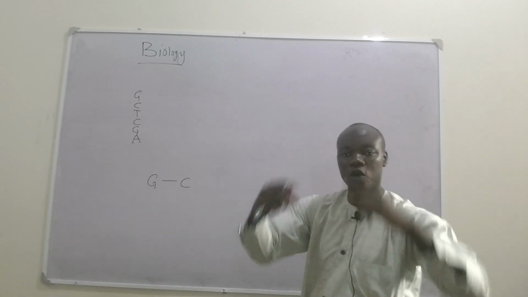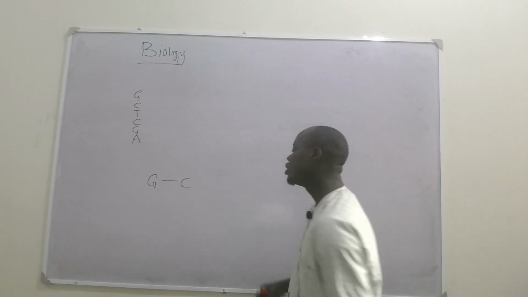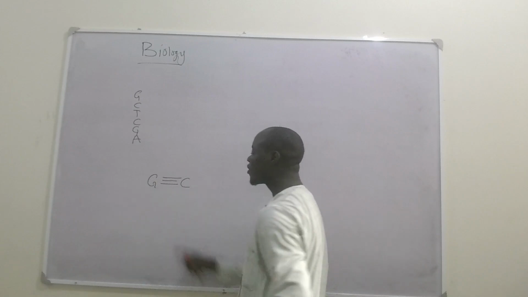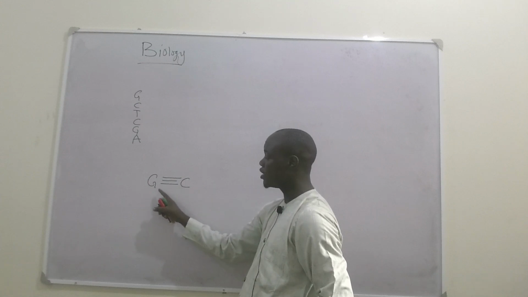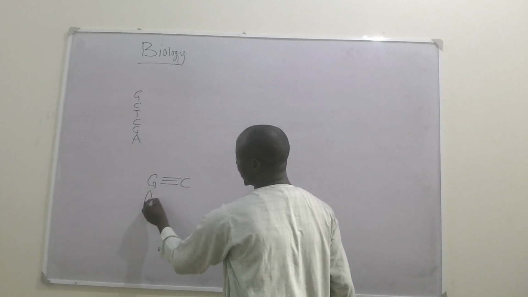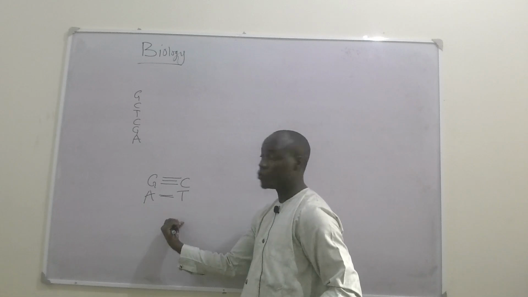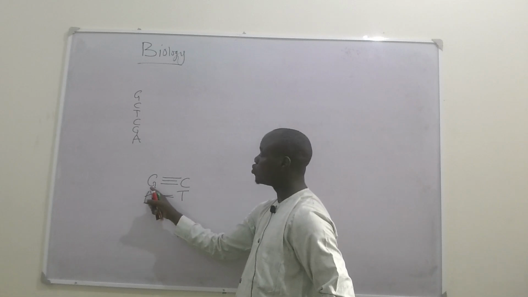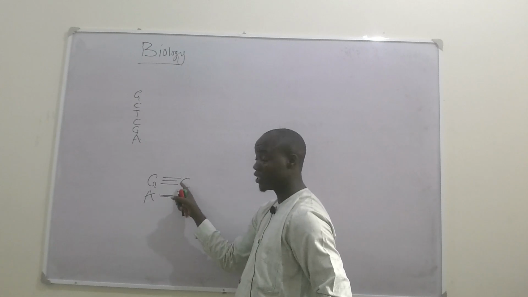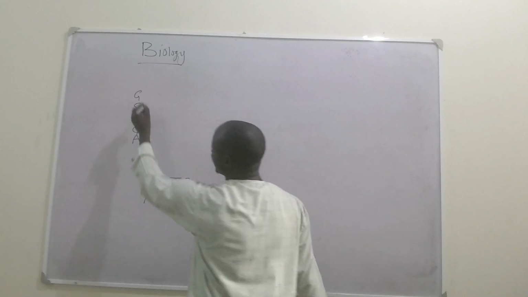But how do they pair? How do they bind? They bind by hydrogen bonds. Therefore, guanine and cytosine pair with 3 hydrogen bonds. And adenine pairs with thymine with 2 hydrogen bonds. So the pairing between guanine and cytosine is a triple bond, sorry, 3 hydrogen bonds, and adenine and thymine is 2 hydrogen bonds. That is how DNA is.